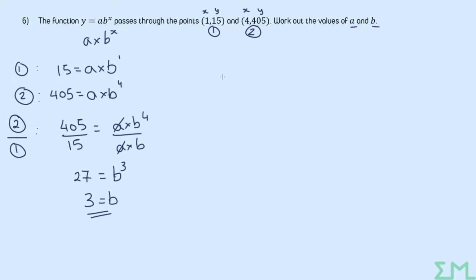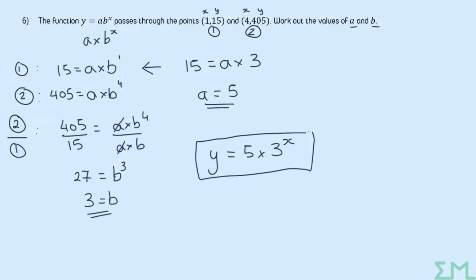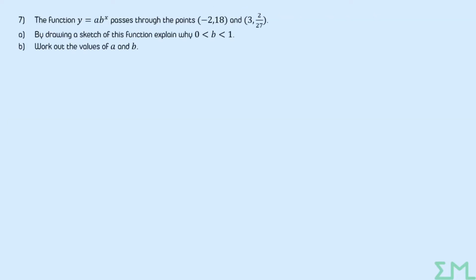Once we have one of our unknowns, we can go back to probably the equation with the smaller numbers in it. So 15 equals ab, but now we know b is 3. And then we can simply divide both sides by 3 to get a is 5. So there we go, we've worked out our values. We can stop there, that's all the question was asking for. It's always nice to rewrite the exponential function that we were finding in this question. There we go. Y equals 5 times 3 to the power of x. Good. Okay. Next question.